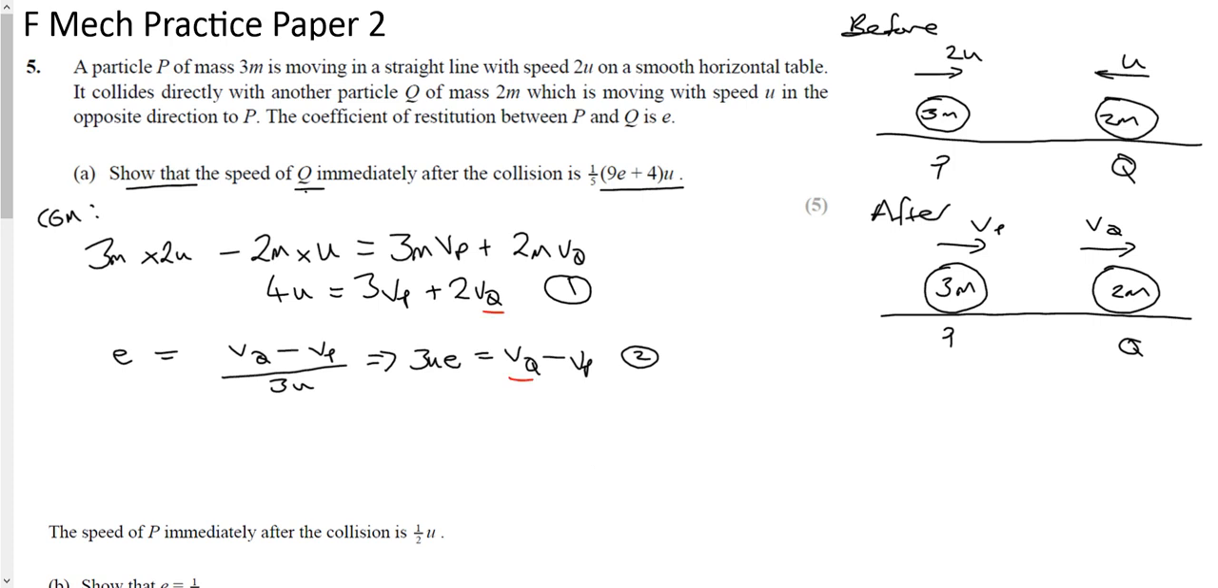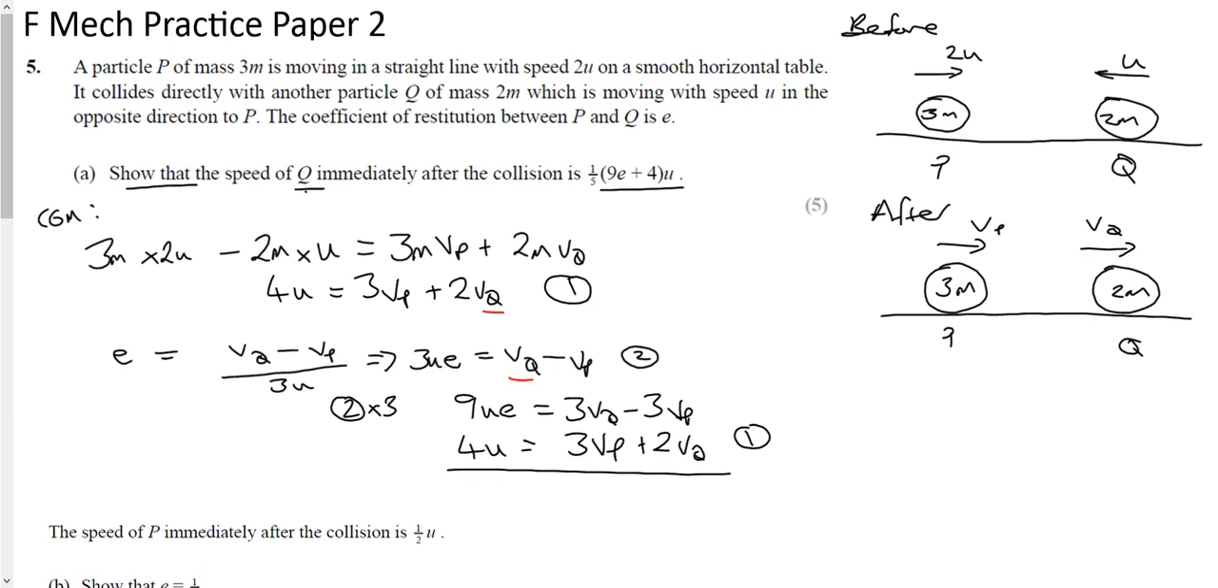So simultaneous equations, I want to cancel out P. So I'm going to do equation 1 times 3. Right, and then I'm going to write my other equation just here. So that was equation 1. And now my velocity of P's will cancel if I add those. So 9ue plus 4u equals 5 velocity of Q. So then you should be able to see that you can rearrange that to get the answer that has been given. In order to show that, you need to show your working.